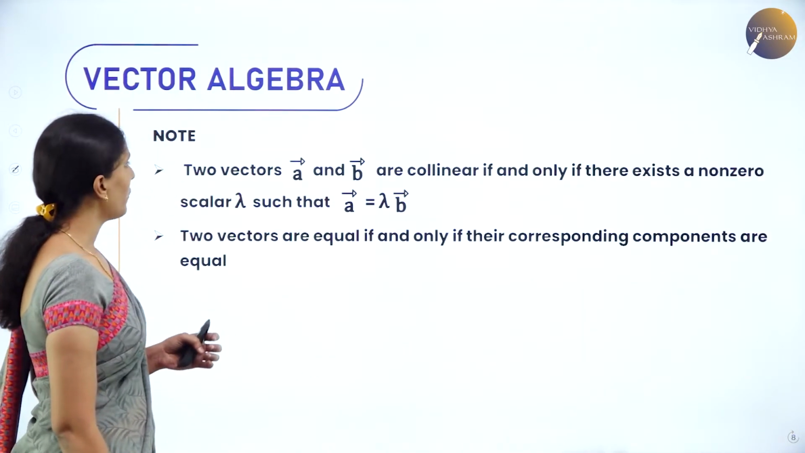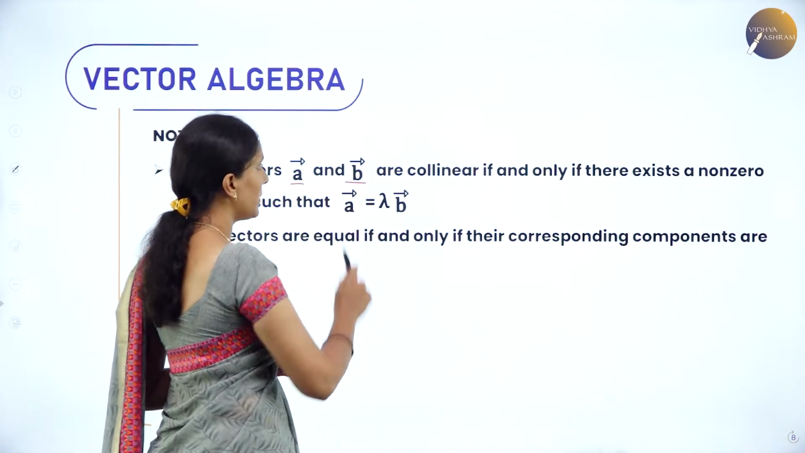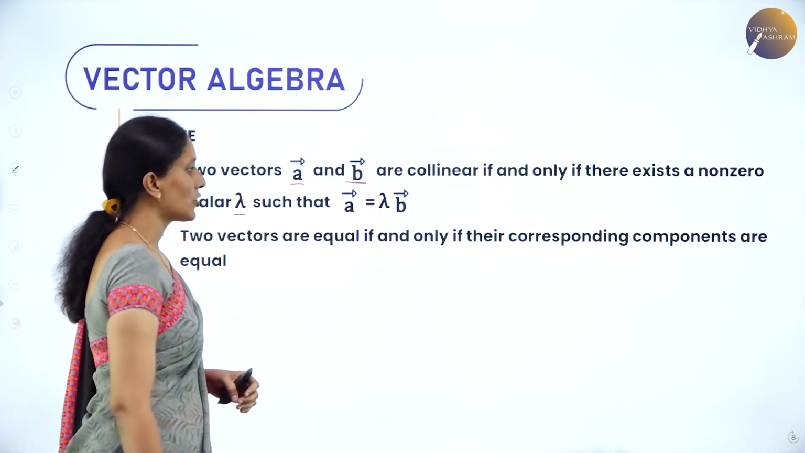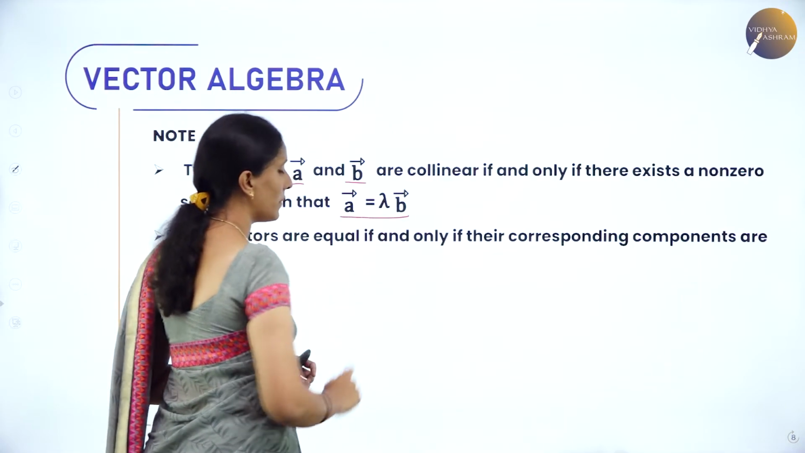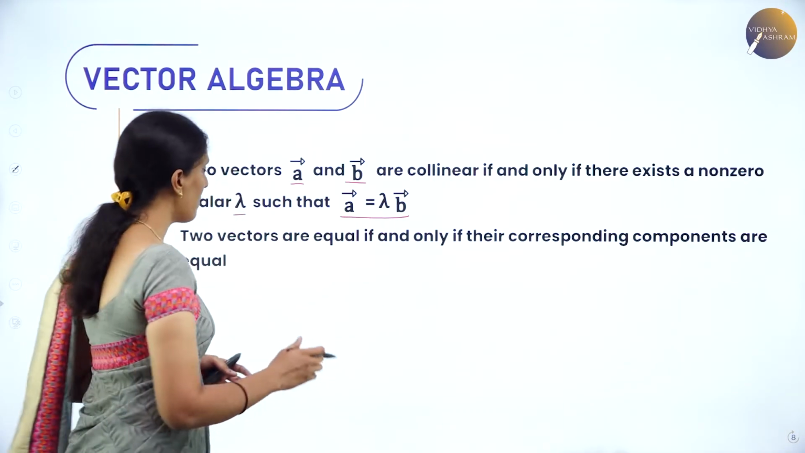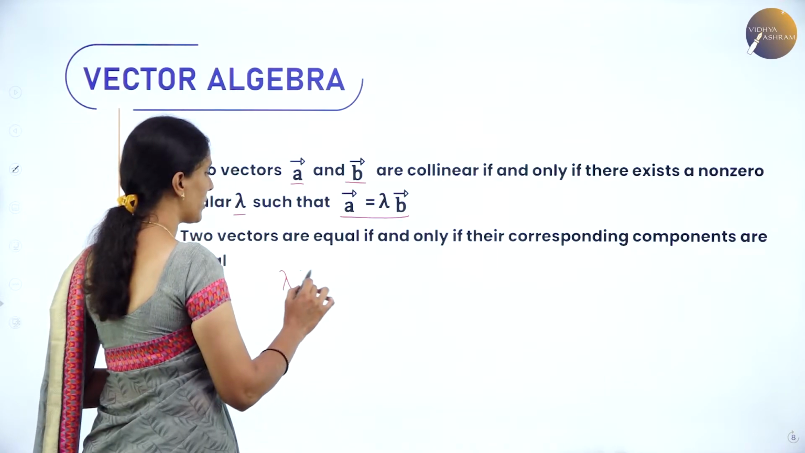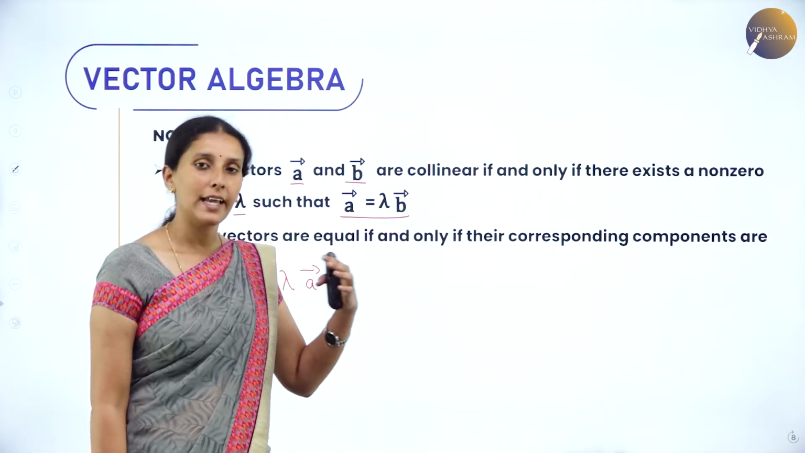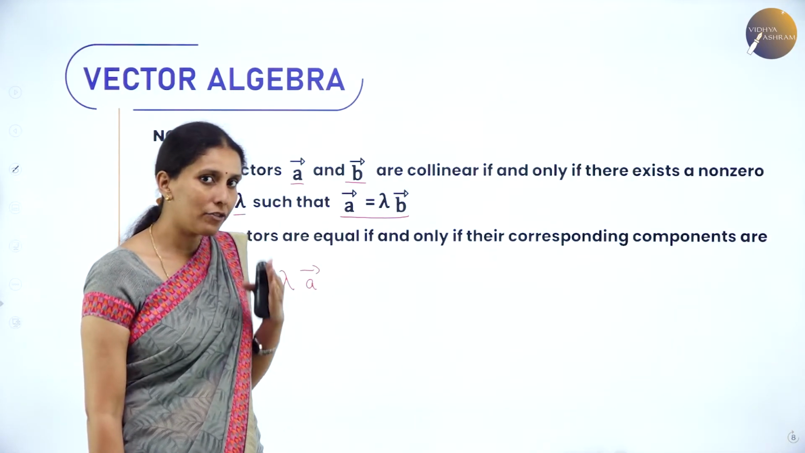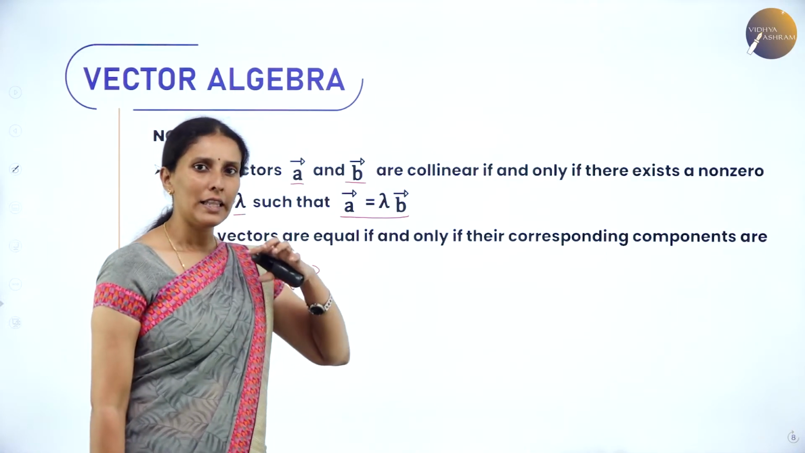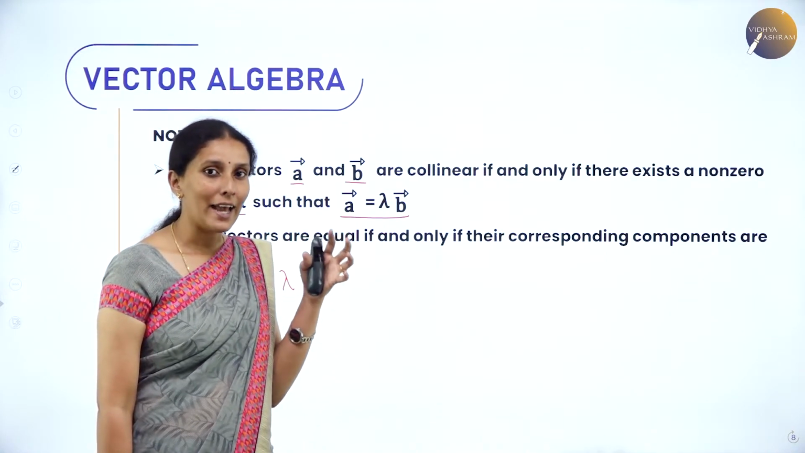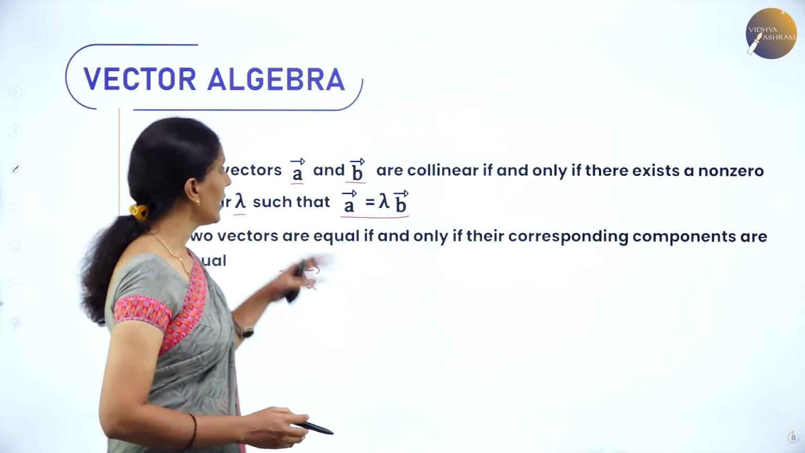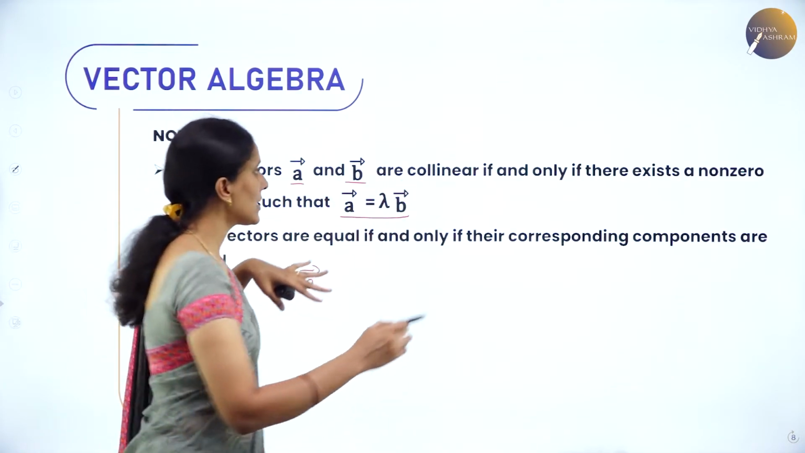Next, two vectors, vector A and vector B, are collinear if and only if there exists a non-zero scalar lambda such that vector A is equal to lambda B. So already we have studied, we can multiply a scalar lambda to a vector A. If I say it is 2A, it is 2 times the length of A. If I say half into vector A, it is half of the length of vector A. Which means their magnitude may differ, but the direction is same and all of them are collinear vectors. So therefore, two vectors being collinear is nothing but being parallel.